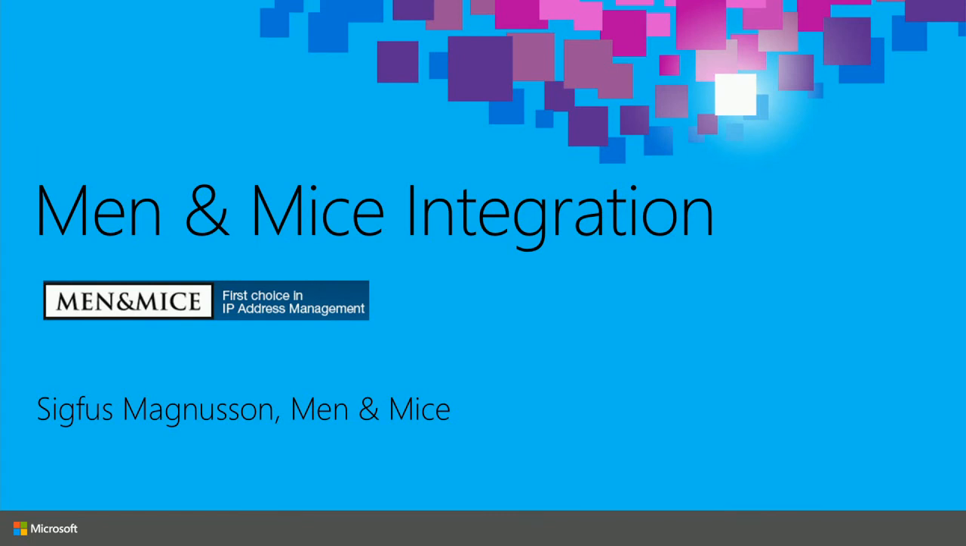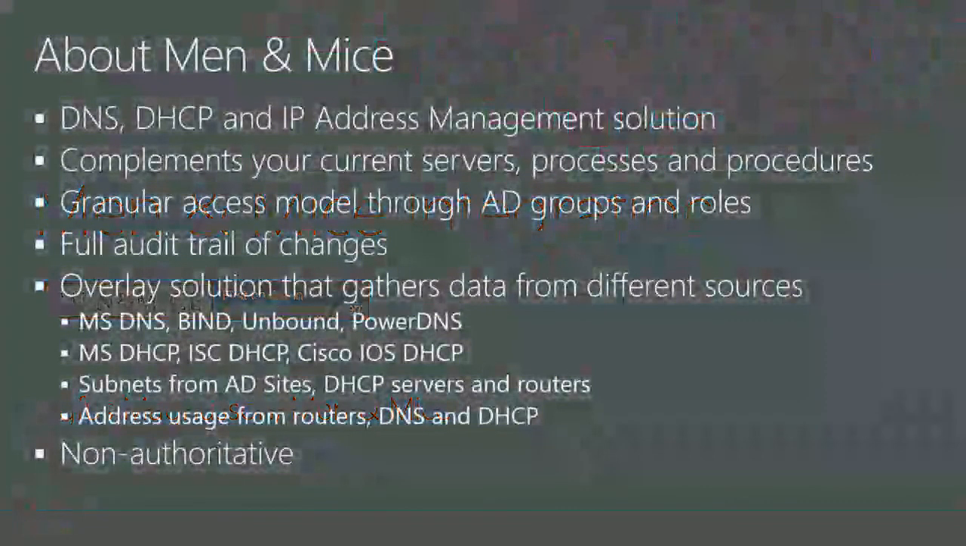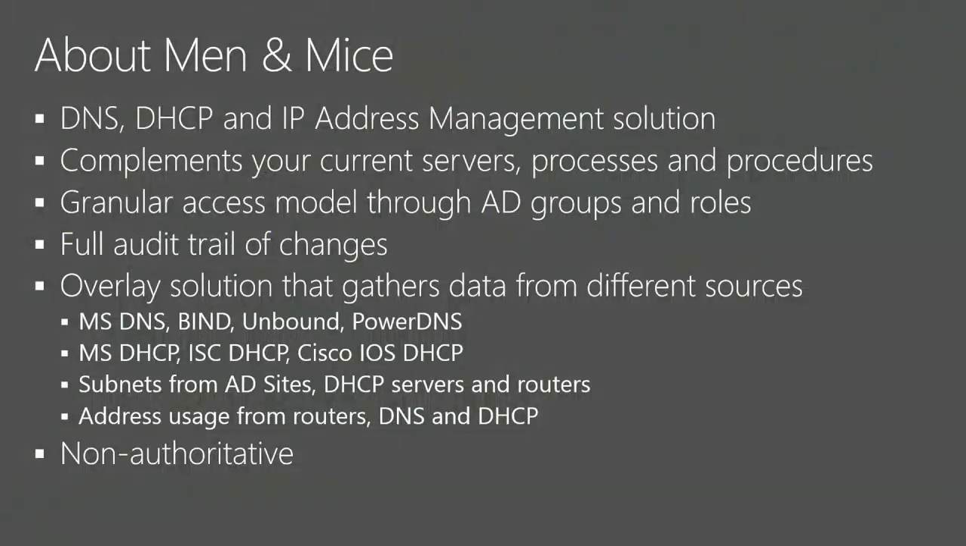So maybe some of you know what Man and Mice is, who we are, what we do. This is Man and Mice. It's a 25-year-old company from Iceland, and we develop Man and Mice Suite, which is a DNS, DHCP, and IP address management solution. And it complements your current service and your current way of managing DNS and DHCP and IPs.